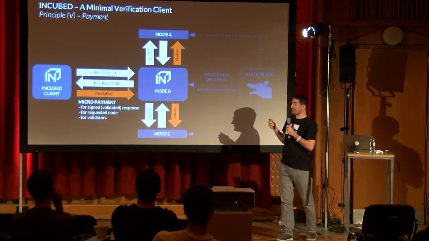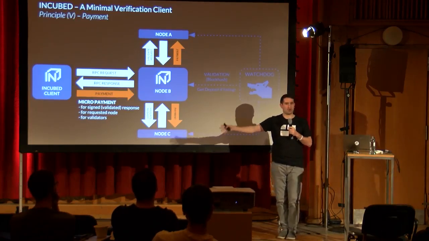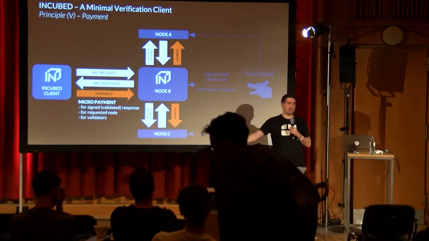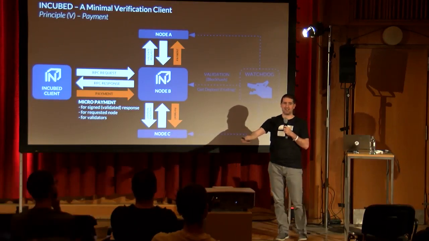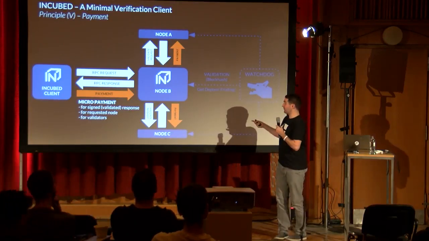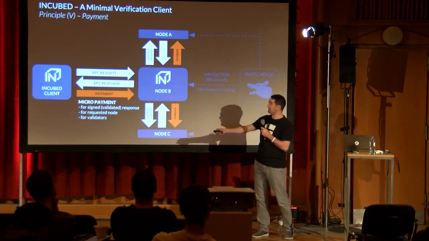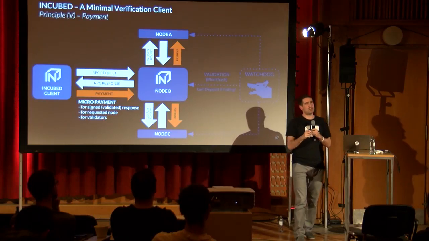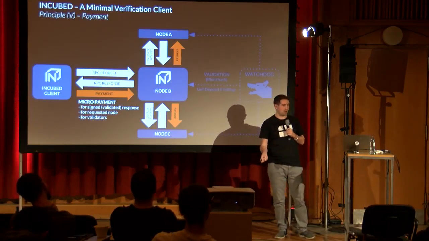Okay, this is the first part. So now we have a network of nodes or servers who have paid a deposit, which will be slashed if they lie, and they just give Merkle proofs and signed block hashes to those clients, which they can verify. Of course, they want to have some payment. So we also introduced the micropayment from the incubed client to those nodes for signing block hashes. Because those servers or nodes signing block hashes actually take a risk because they may be wrong.